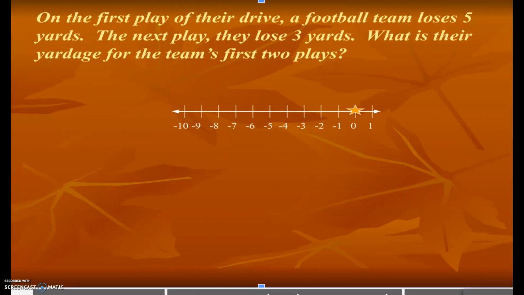All right, on the first play of their drive, a football team loses 5 yards. So since they're losing 5 yards, I'm going to model that with a negative 5. Now they're going to add some other movement to this. So on the next play, they lose 3. I'm going to put parentheses because I like to, since I'm putting in a negative here, but for losing, I want to separate that plus sign from the negative, so I like to use parentheses.